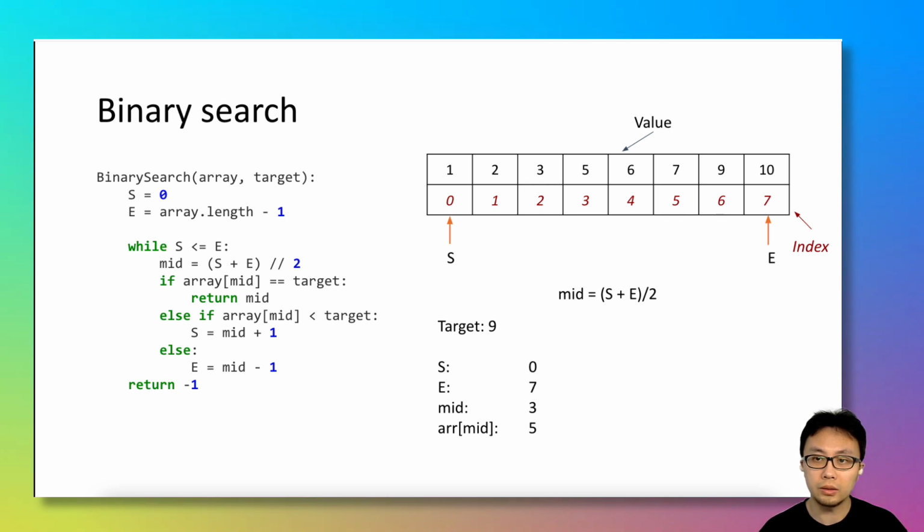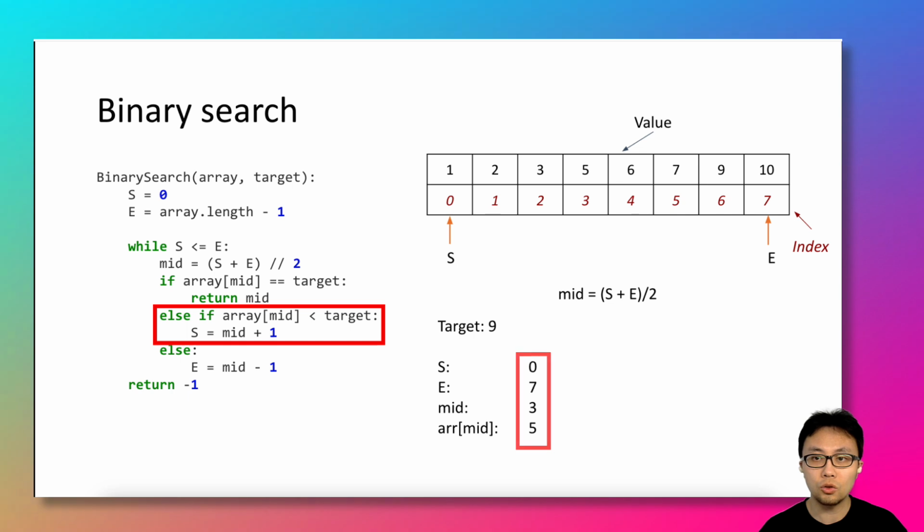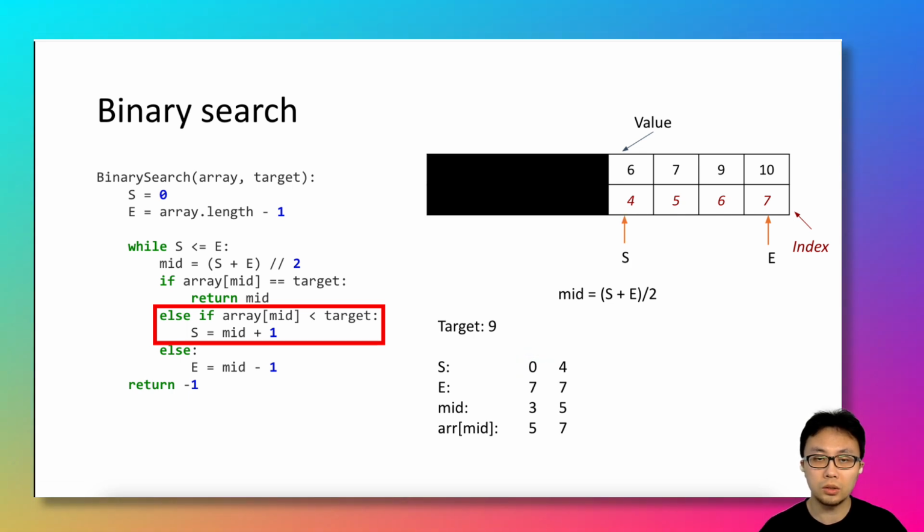Let's look at another example to make sure that we are on the same page. This time, the input array stays the same, but the target becomes 9. The starting index is 0, the ending index is 7, so the middle index is 3. And the corresponding element is 5. 5 is smaller than 9, so this line will be triggered. It will update s to mid +1, which is index 4. Because s is still smaller than e, the next iteration of the while loop will be triggered.